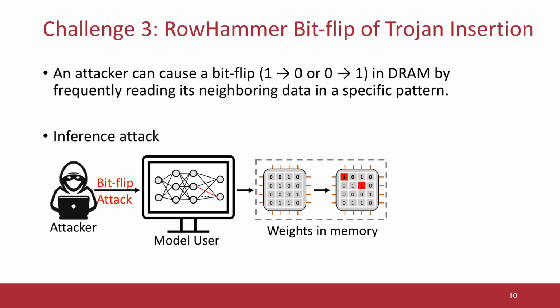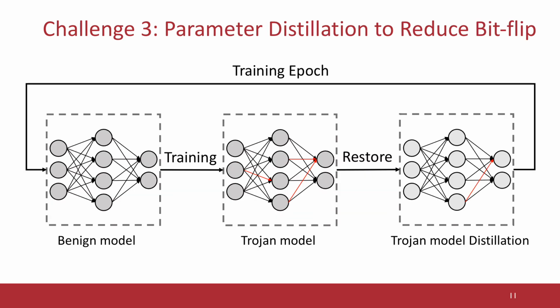Rowhammer attack works by rapidly accessing physical rows in DRAM, which can cause bits in neighboring rows to flip, meaning 1 turns to 0 and 0 turns to 1. However, this kind of attack is heavily limited by the bit flip numbers. To reduce the bit flip numbers, we propose a parameter distillation method. During training, for each epoch, parameter changes that are smaller than the specific threshold are reset to their original values. Only the parameters that have changed more than the threshold are updated.